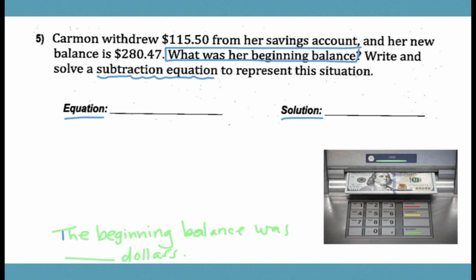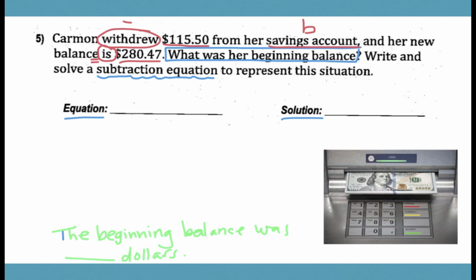Let's pick B. Now let's go line by line and look for key operation words and phrases and the important numbers. We need to find that variable above, which again refers to her beginning balance. So Carmen withdrew $115.50 from her savings account. Withdrew is a subtraction word. This value right here is how much she withdrew. From her savings account, this is referring to that beginning balance. So let's let B represent that savings account. That's the beginning balance. And her new balance is, that's an equal to word because it's giving me the total that she has in there now.